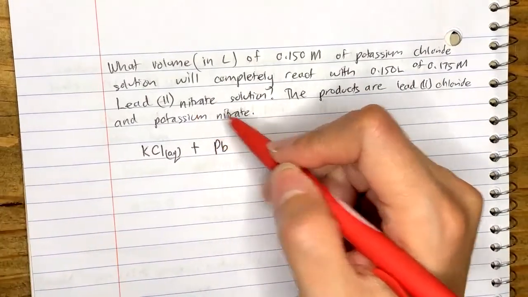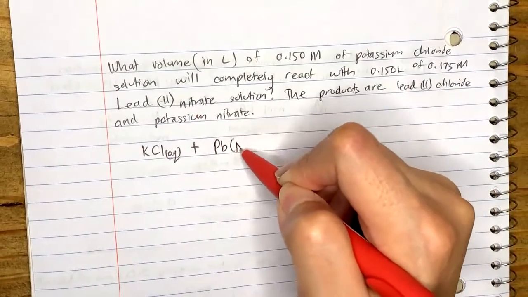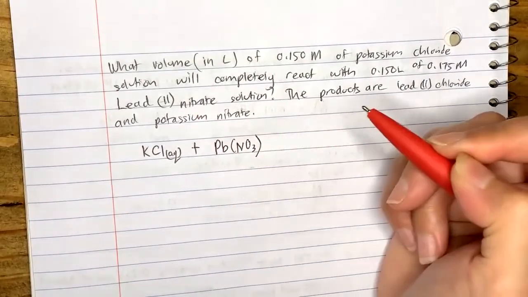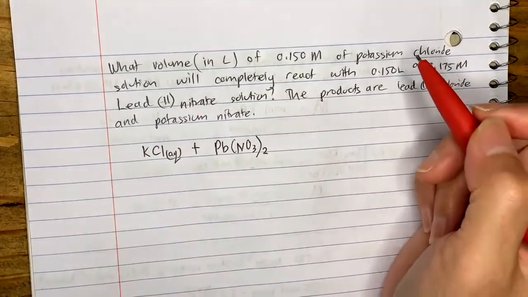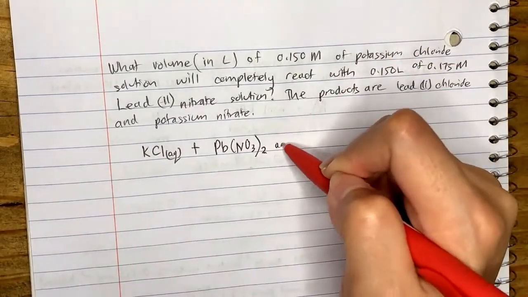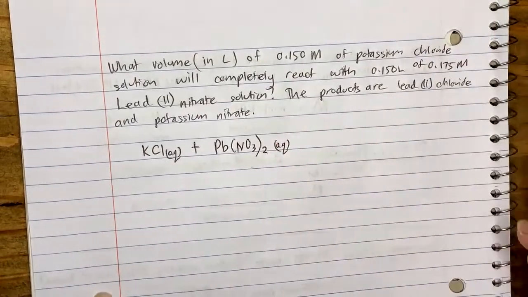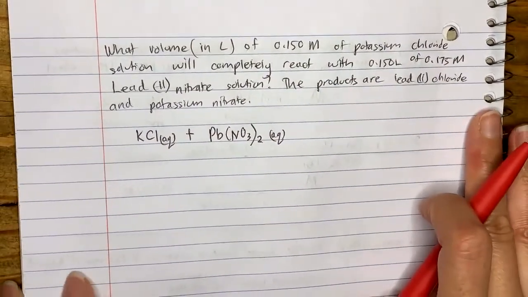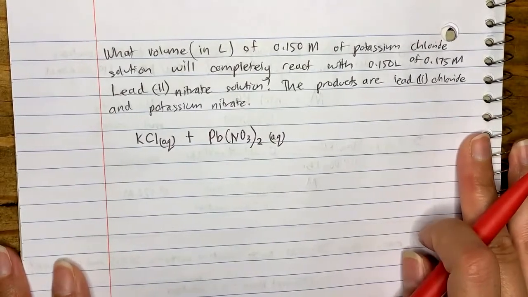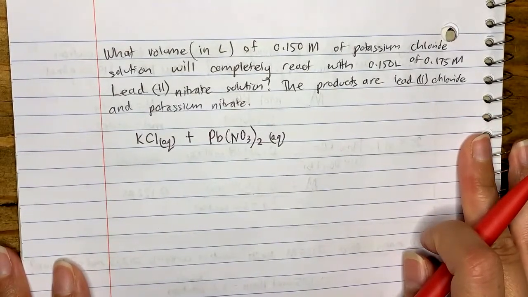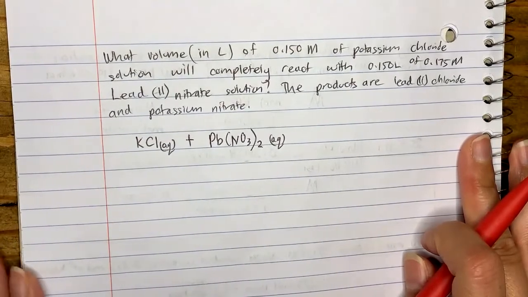So 2 and nitrate is this. Nitrate is NO3 with a negative 1 charge, so there's 2 positive. I need 2 of these guys. Okay, that's lead(II) nitrate. So if you guys are still having trouble with naming, make sure you go back and check that you are memorizing your polyatomic ions and you know how to associate names with formulas.